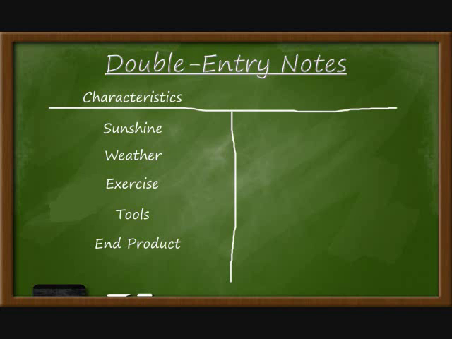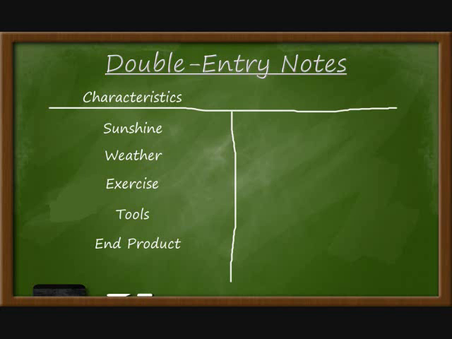Like I said, we could come up with a bunch more, but let's just focus on these 5 for now for our purposes in putting this together. So we have sunshine, weather, exercise, tools, and the end product. Now we need to come up with a little more detail because we don't have anything yet, really. We just have a few general ideas.